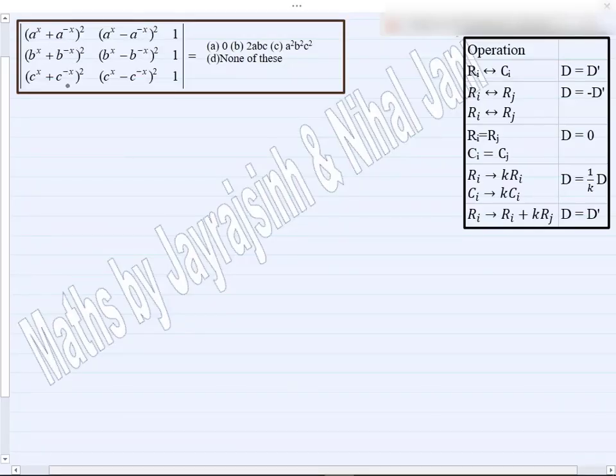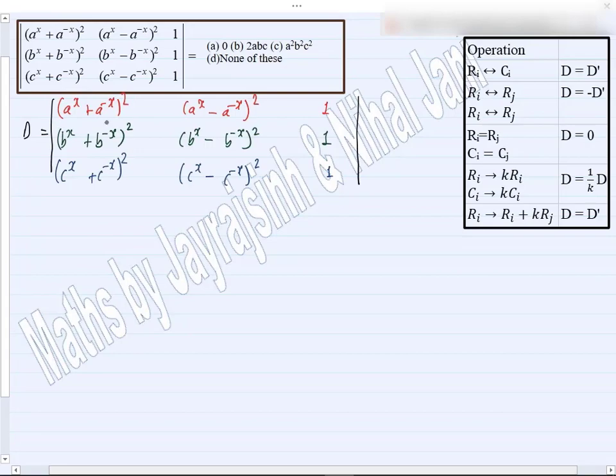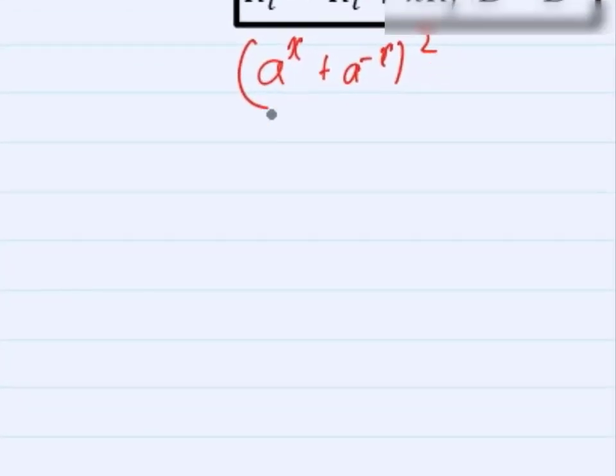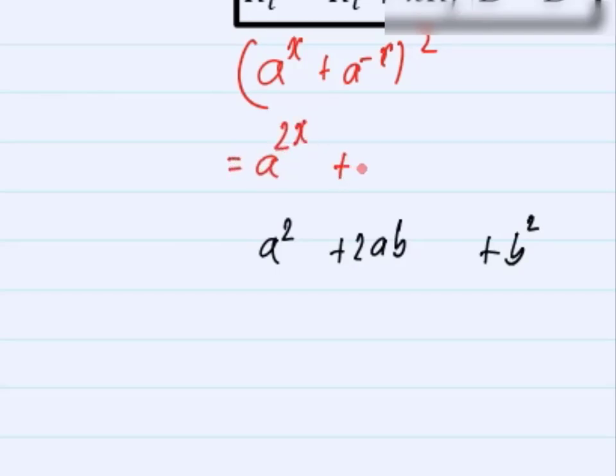In this question, we have to find the value of this determinant. Before we go for the simplification of the determinant, we have to simplify the terms. Our first term is (a raised to x plus a raised to minus x) the whole square, which can be simplified as a square plus 2ab plus b square, or we can say the square of the first term gives us a raised to 2x, plus 2 times the multiplication of the terms a raised to x into a raised to minus x, plus the square of the last term, which will give us a raised to minus 2x.